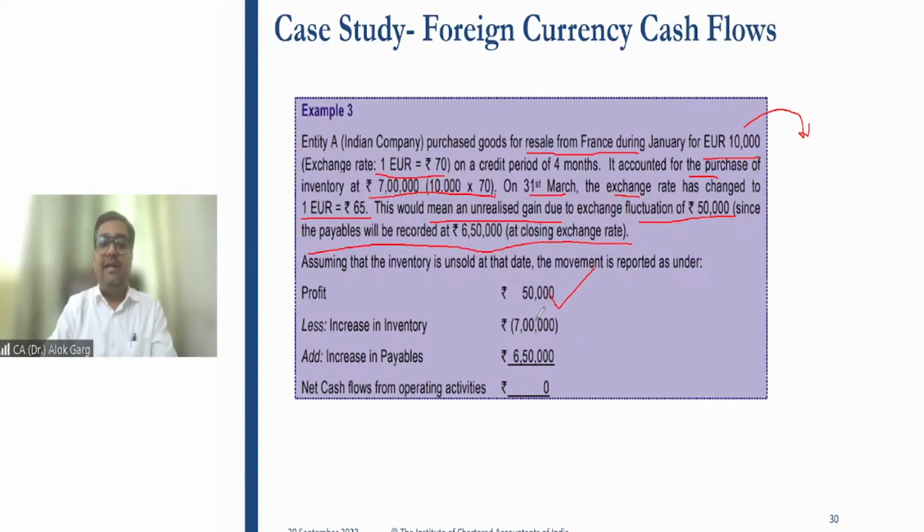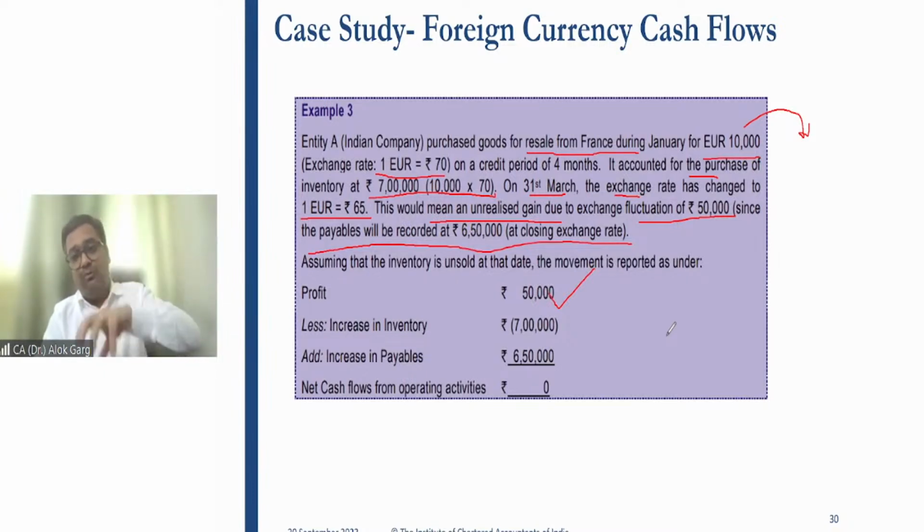Then your increase in inventory. So friends, this inventory was purchased during the year. There was no opening inventory. There is only closing inventory. So increase in asset. Whenever there is an increase in asset, what you need to do? You need to deduct.